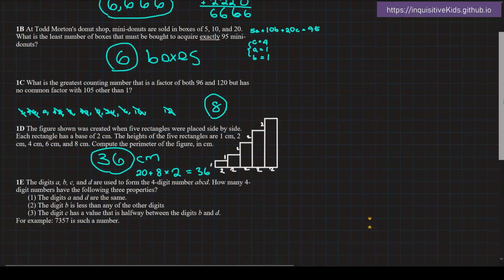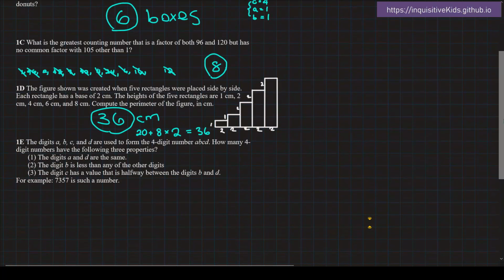Now let's move on to our final question. This is often the most complicated and the most difficult to answer. The digits A, B, C, and D are used to form the 4-digit number ABCD. How many 4-digit numbers have the following 3 properties? 1. The digits A and D are the same. 2. The digit B is less than any of the other digits. 3. The digit C has a value that is halfway between the digits B and D. For example, 7,357 is such a number.